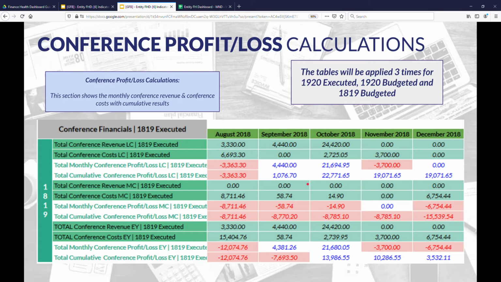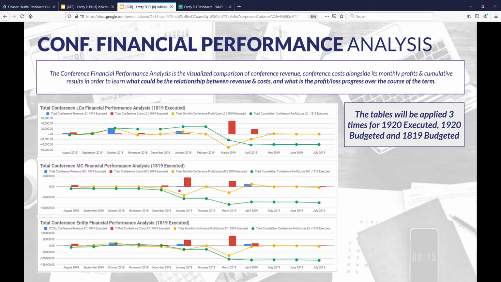Conference part 2 shows the breakdown for LC, MC, and entity based on type of data: 1819 executed, 1920 executed, 1920 budgeted. So for example, for conference revenue and cost, if you add these two, it equals the monthly conference profit loss, then cumulative is the progress in every month. So there are times that cumulative would be increasing or decreasing depending on the previous monthly conference profit losses. Then the same application applies to other parts as well.